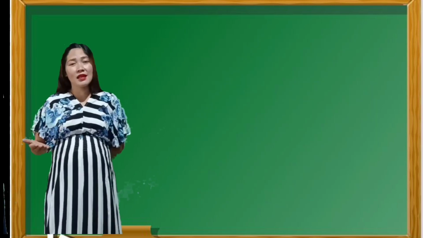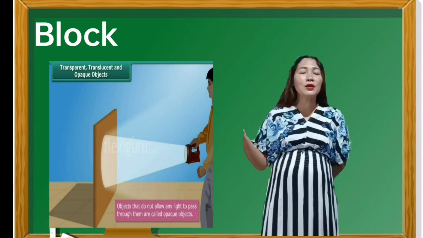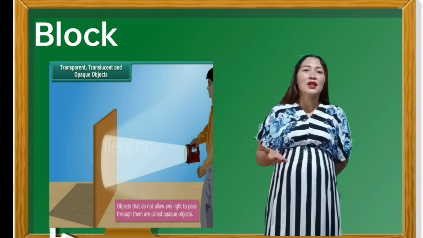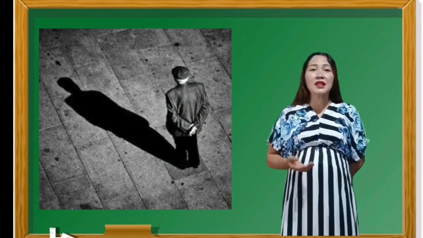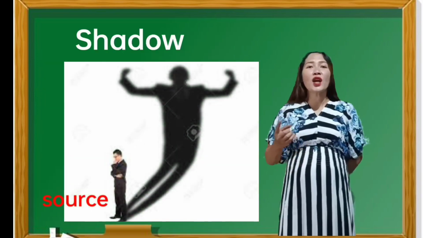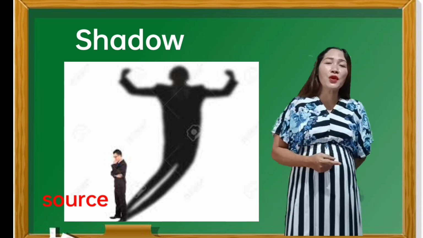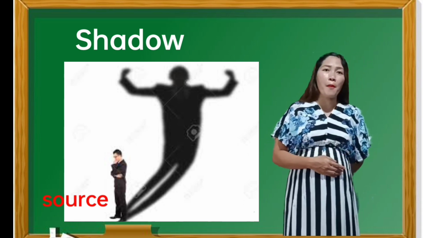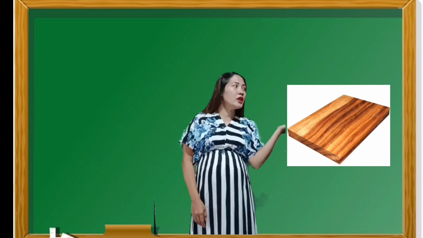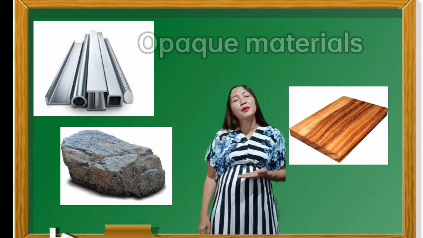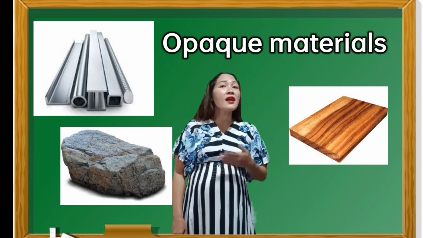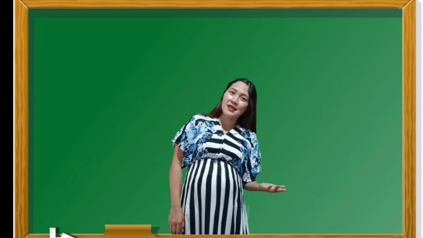There are some materials that do not transmit light. When light falls on opaque materials, the light does not pass through them. The blocking of light by opaque materials creates a dark image of the object, what we call a shadow. The shadow or form depends upon the source and the distance from where the light came. Materials like wood, metal, or stone are examples of opaque materials. They are the materials that block the light.